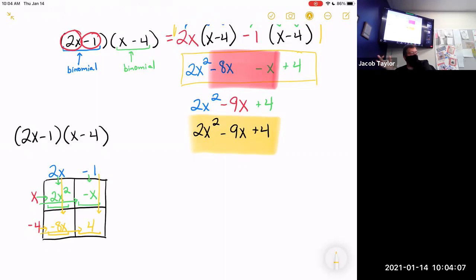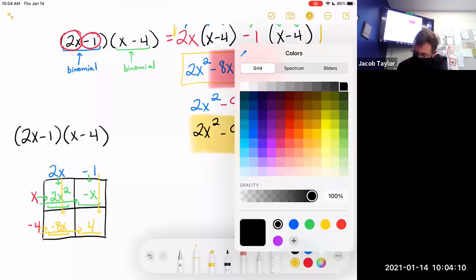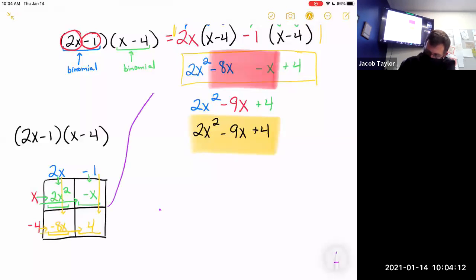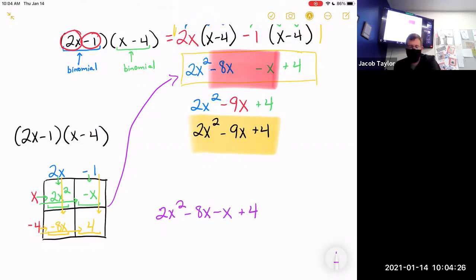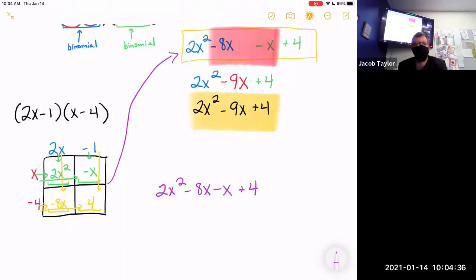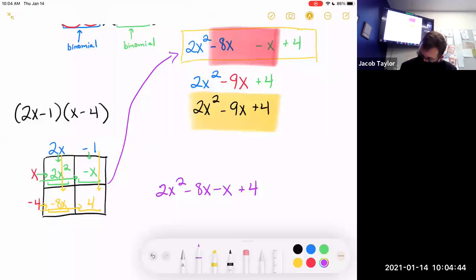You will notice that the four things that ended up in this box are the same four things that we got when we did the distributive property up here, which is that we have a 2x squared, a minus 8x, a minus x, and a positive 4. So by drawing this box in order to multiply the polynomials together, we end up with the same answer, but we do it in a way that makes sure we do the distributive property correctly. You'll know you're finished when all the boxes are filled in. If all the boxes aren't filled in, you still have some multiplication to go.